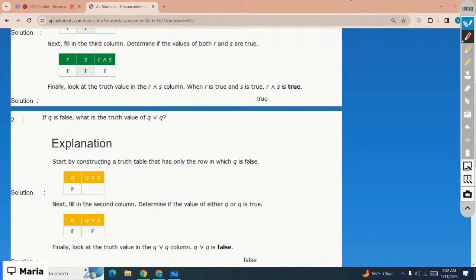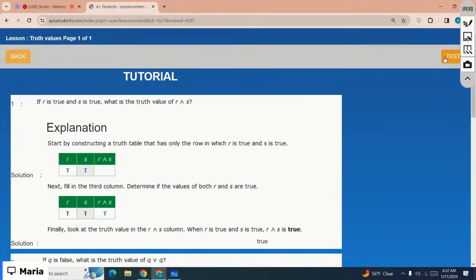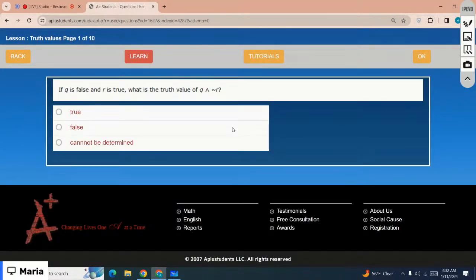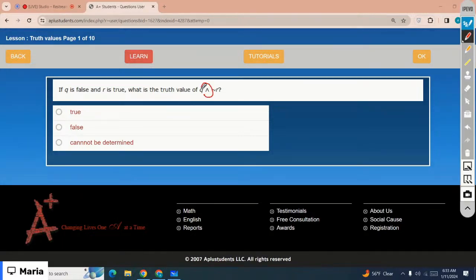Let's just start with the test questions. If Q is false and R is true, what is the truth value of Q and negation of R? Okay, Q is false, right? But R is true. Here you have negation of R. Negation of R is false. So the first one is false and the second one is false. So the answer is also false, right? Both of them are false. The correct option is false.